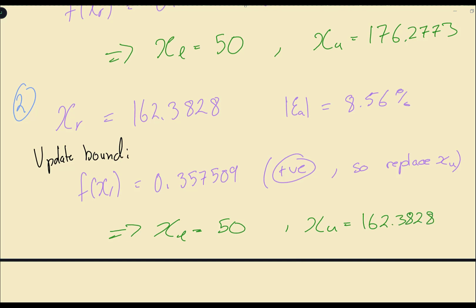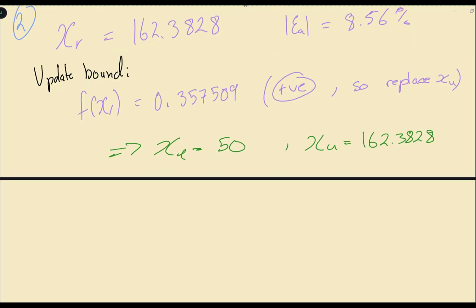So this is the common characteristic of the false position method. One of the points usually is just fixed and not moving, while the other point just keeps shifting towards the root. All right, so now we do a third iteration. You do XR, you find that it's 154.2446. You check the relative error.